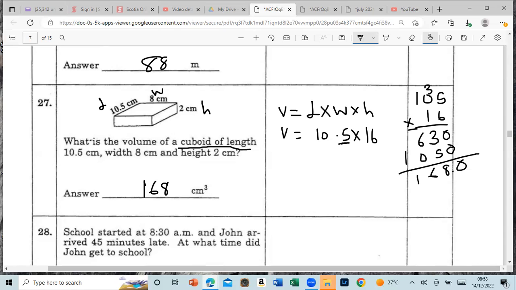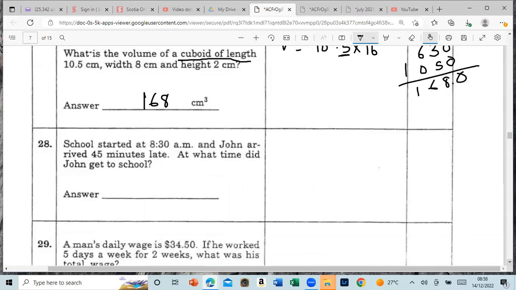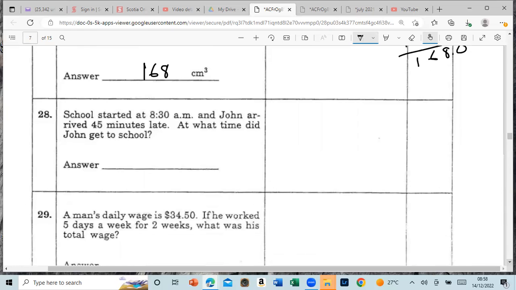Alright, let's move on to 28. It says now, school starts at 8:30 a.m. and John arrived 45 minutes late. At what time did John get to school? Who wants to take on that? Type in that first. School is supposed to start 8:30. He's late for class by 45 minutes. What time did he reach?